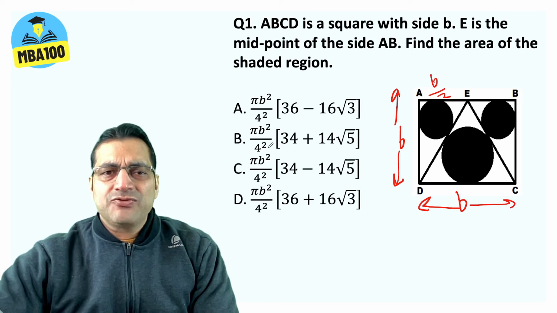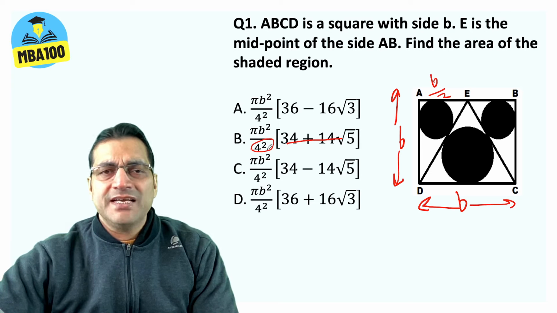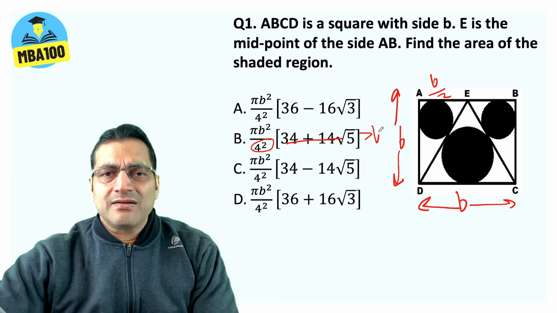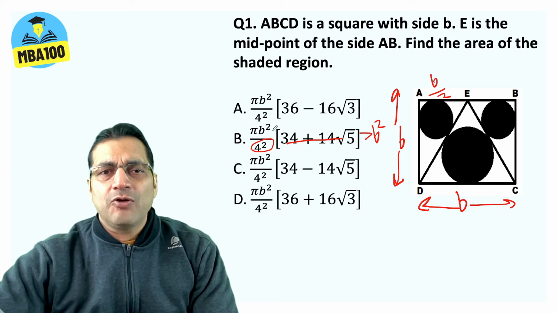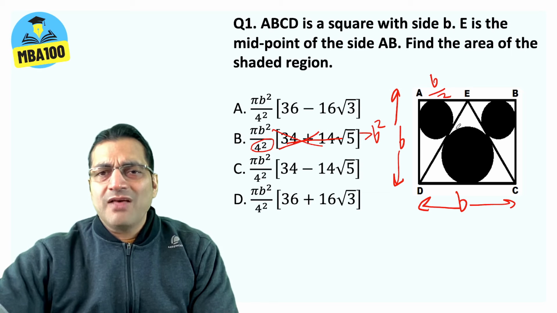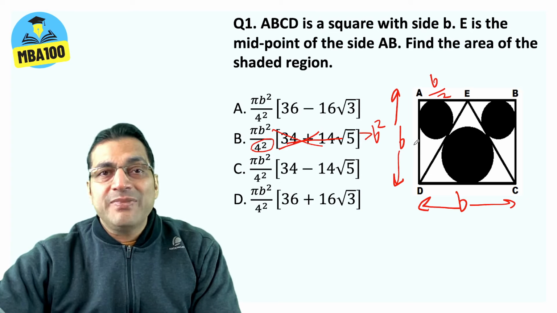Look at this. This is pi B square by 16 into 34 plus 14 root 5. Now 34 plus 14 root 5 is certainly much more than 16. So 34 plus 14 root 5 divided by 16 is more than 1. Pi is close to 3.14. So this overall thing is greater than B square. If this overall thing is greater than B square, how can it be the answer? Because whatever shaded regions you have, the area of the entire square would be B square. So part of this square ABCD cannot have an area greater than B square.